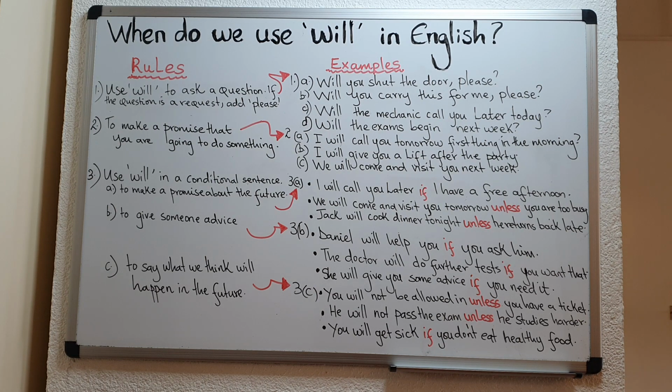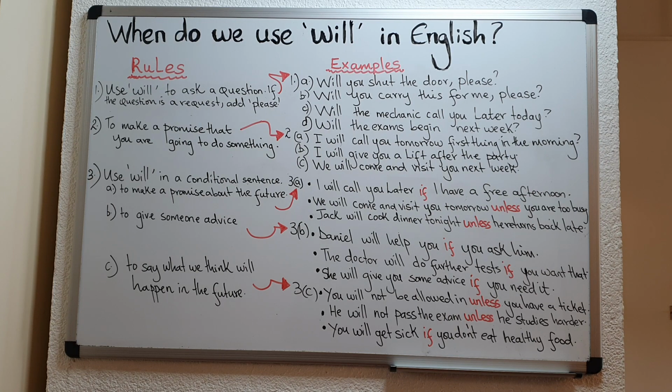The next example, we will come and visit you tomorrow unless you're too busy. In that sentence, you are making a promise to go and visit someone, but it's on condition that the person is not too busy. Okay? So you will visit the person on condition that they are not too busy. If they are too busy, then you will not go and visit them. So you're making a promise about the future, but it is conditional. On condition that I am not too busy, then I will come and visit you tomorrow. On condition that I have a free afternoon, then I will call you later.